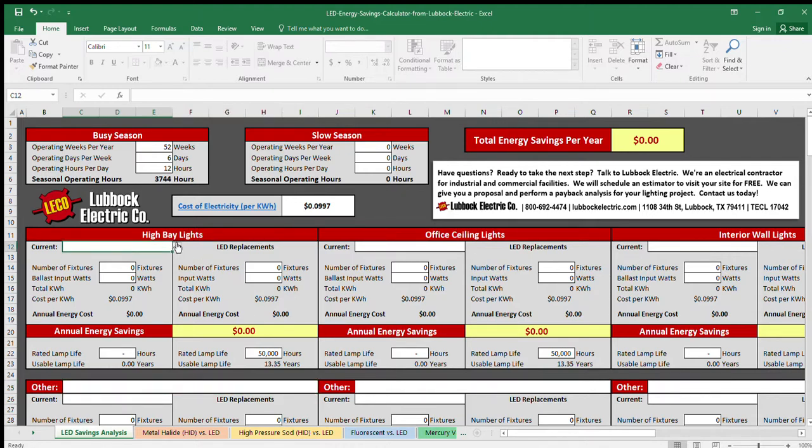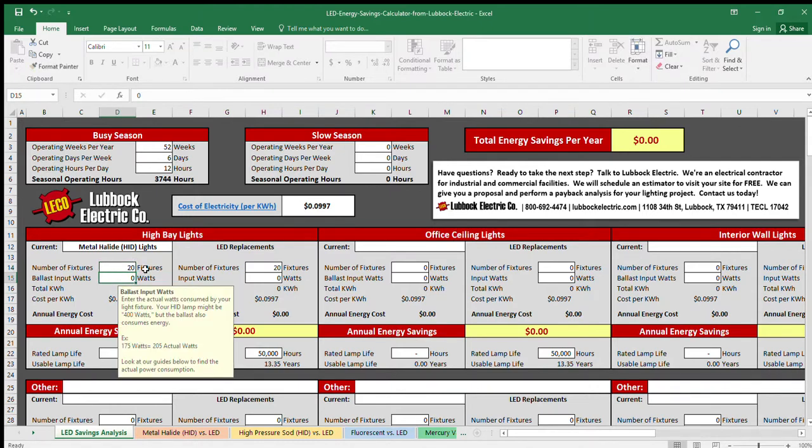We'll start with our metal halide high bay lights. We have, let's say, 20 of them. And we'll suppose that they are 400-watt lamps. Now, metal halides require a ballast to regulate the current to the lamp. And guess what? That ballast is also consuming energy. To account for this, we need some more information. We'll check this guide right down here.